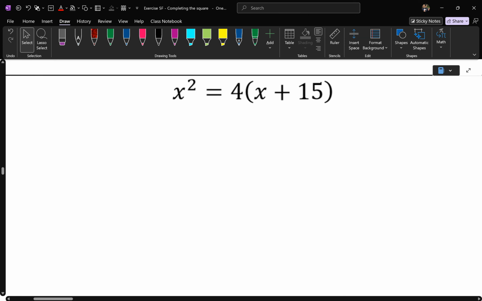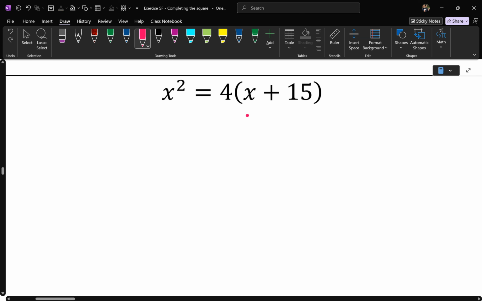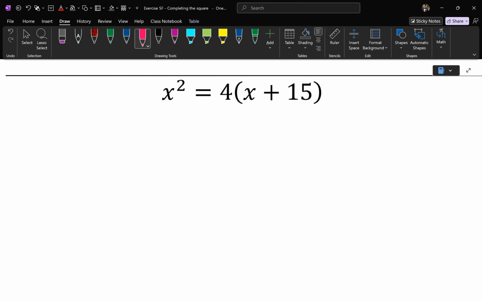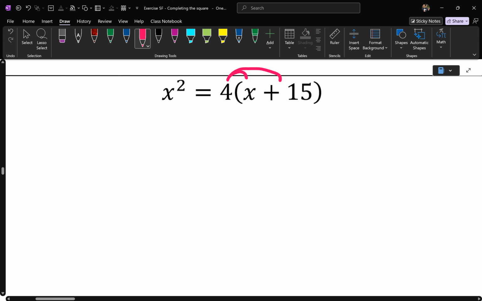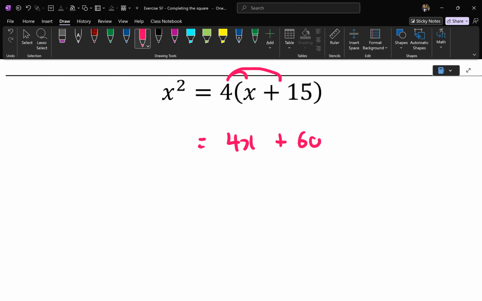What about this problem now? So this one, again, you've got a quadratic intersecting a linear equation. Looks a bit different to what you're familiar with. How do we do this? Expand the brackets and rearrange. So here we go. Expand the brackets. You get 4x plus 60.